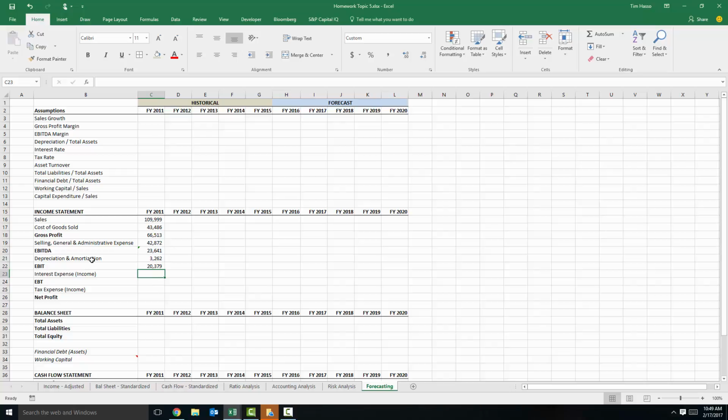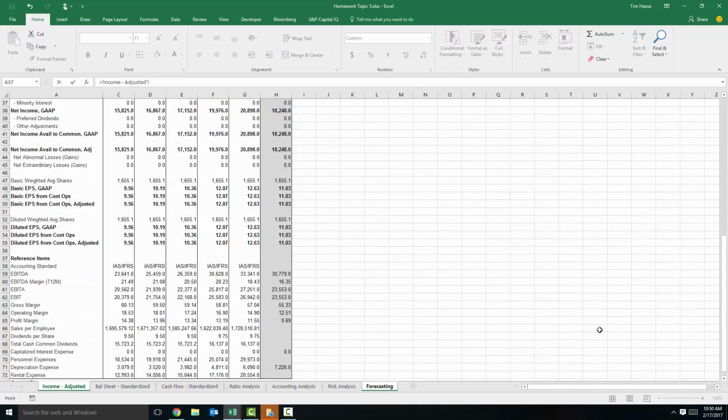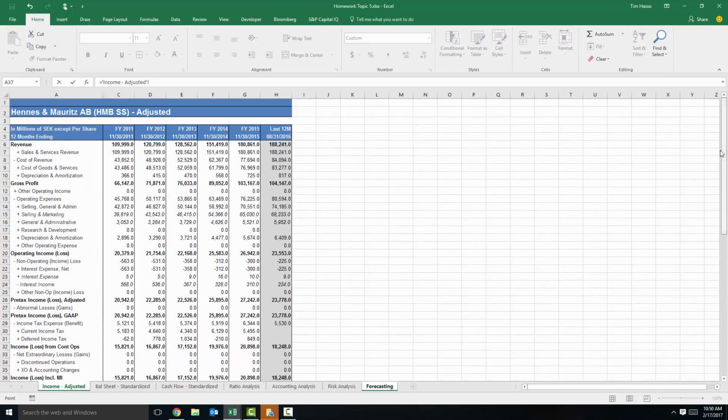Now next we have the interest expense. Interest expense is quite easy to get from the income statement. So I go back to the income statement, I go to the top, and I'll go down and try to find where the interest expense is. I can see here, in line 22, there is a line called interest expense net, and I just reference C22.